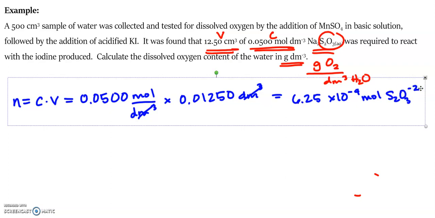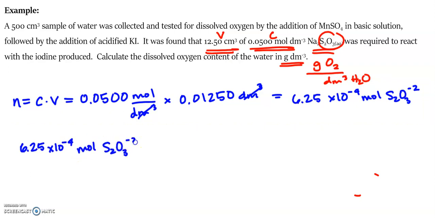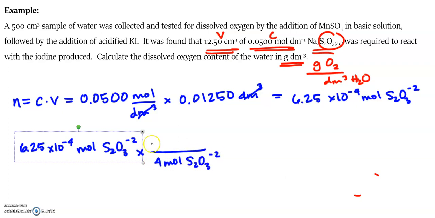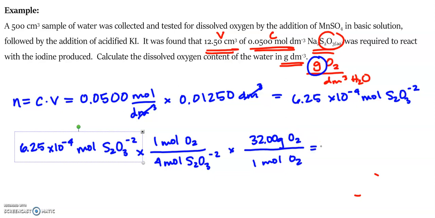Okay, so now we can do that conversion to moles of oxygen. So it's my 6.25 times 10 to the negative fourth moles of S2O3 2 minus. And there's 4 moles of this in this reaction to every 1 mole of oxygen. And then I'm going to take this one step further because we want grams. So then I'm going to get rid of moles of O2 because I know there's 32 grams in a mole. Okay, so this gives me 0.00500 grams of oxygen.